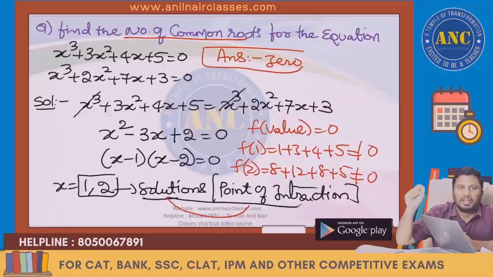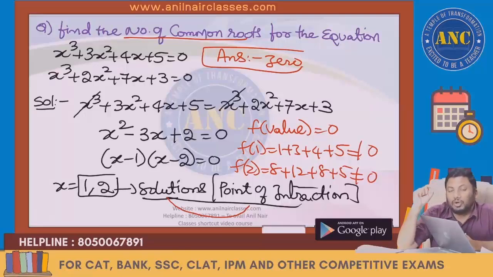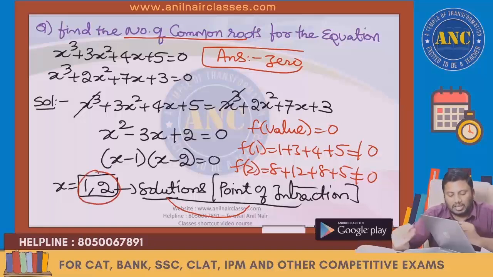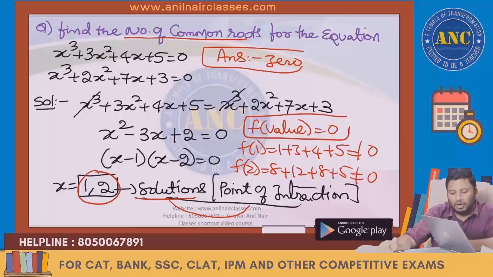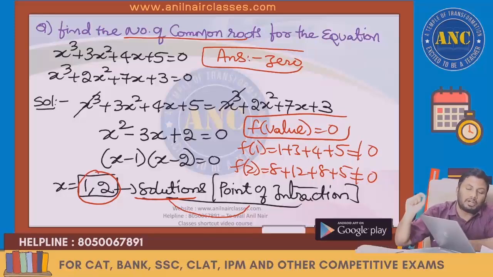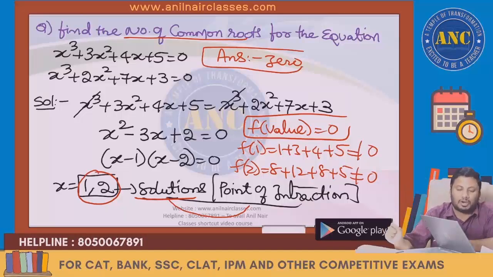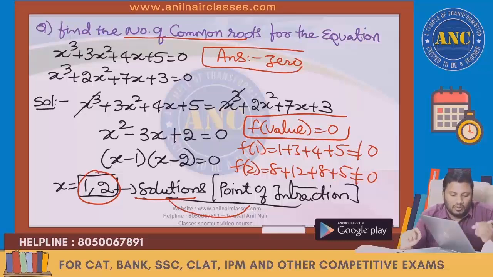Please write down, sir. When you take two equations and equate with each other, I will get the solution. X equivalent to 1 comma 2 are the solutions. If the solutions make f of value equivalent to 0, then it is a root. 1 comma 2 are the points of intersection of these two curves, but for it to become a root, the right hand side should be equated with 0. F of 1 is not equivalent to 0, f of 2 is not equivalent to 0. So 1 comma 2 are solutions but not the roots.